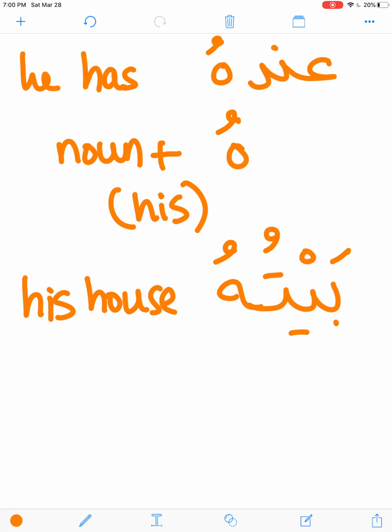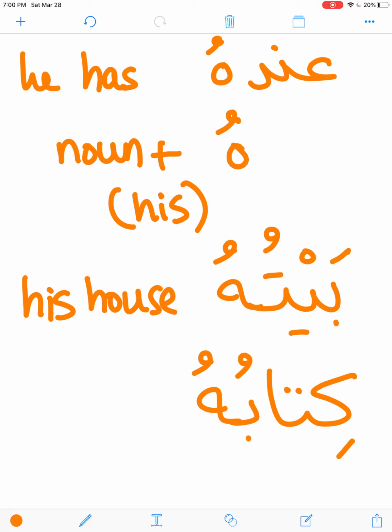So now take any vocab word that we've done. Kitab, if it was his book, what would it be? Kitab. And to make it easier, you can just pronounce it with the dhamma on the letter before. Kitabuhu, his book. This is his. I'm going to add one more here, and it's going to be hers.